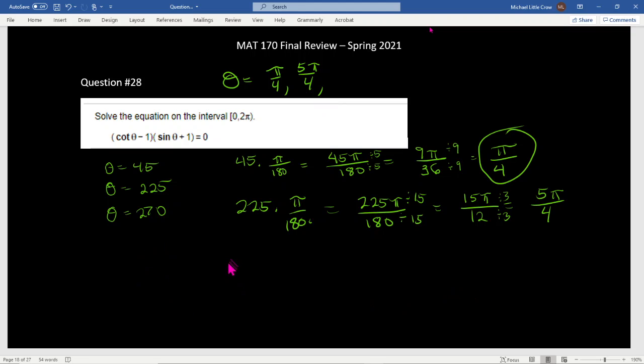And then 270, I do the same thing, and as you can see, it's going to be 270 over 180. This one's a little easier. I can divide both by 10, so I'm down to that. 9 goes into both of these. 9 goes into 27 3 times, and 9 goes into 18 2 times. Okay, and that's my answer. These are the 3 intersections, the 3 solutions on this interval from 0 to 2 pi. Okay, thank you.